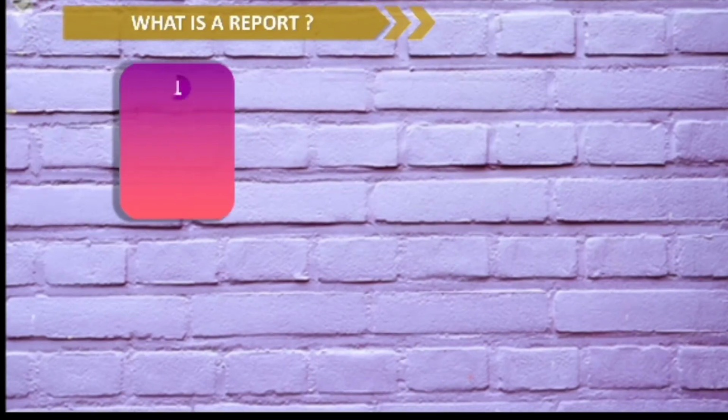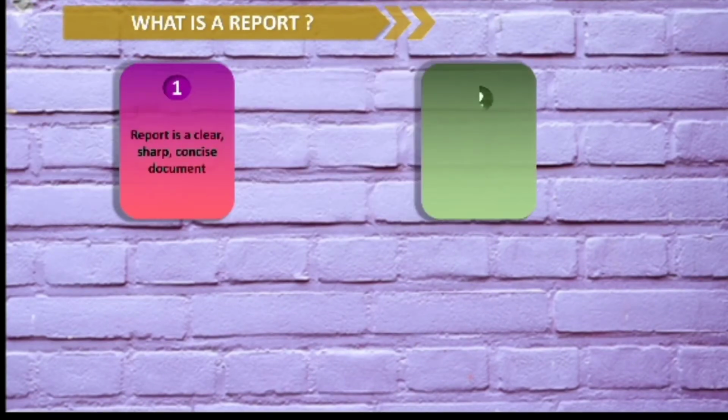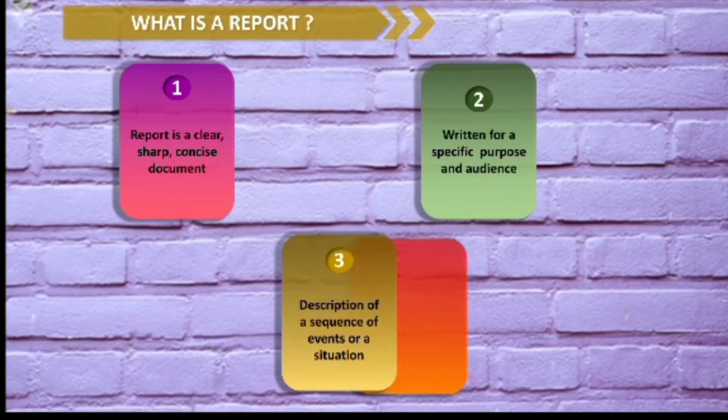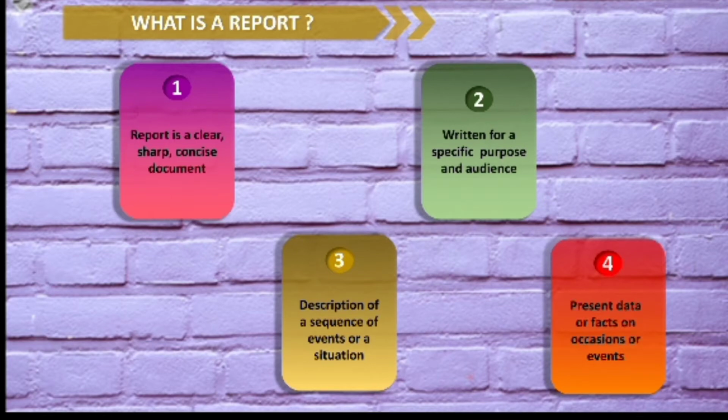What is a report? A report is a clear, sharp, concise document. It is written for a specific purpose and audience. It is also a description of a sequence of events or a situation. A report presents data or facts on occasions or events.